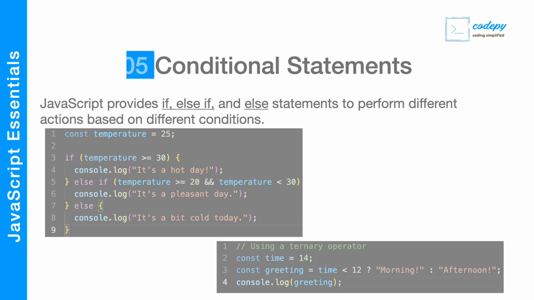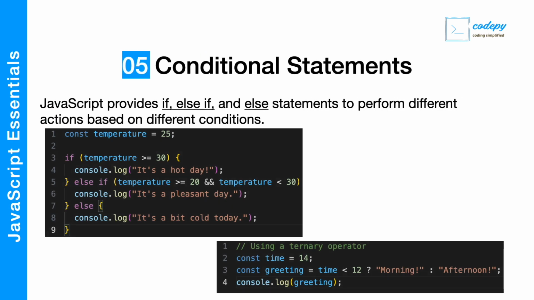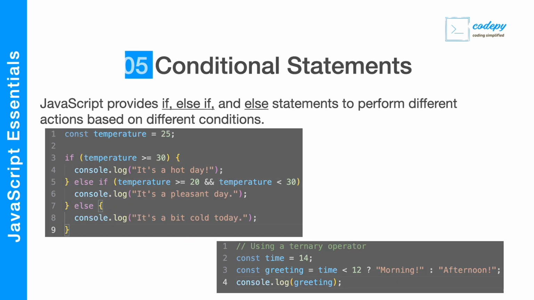Conditional statements. JavaScript provides if, else if and else statements to perform different actions based on different conditions. So here we declare a very specific condition for a temperature. If we are performing a first check, if temperature is greater than or equal to 30, we perform an action. Likewise, else if and then finally else.